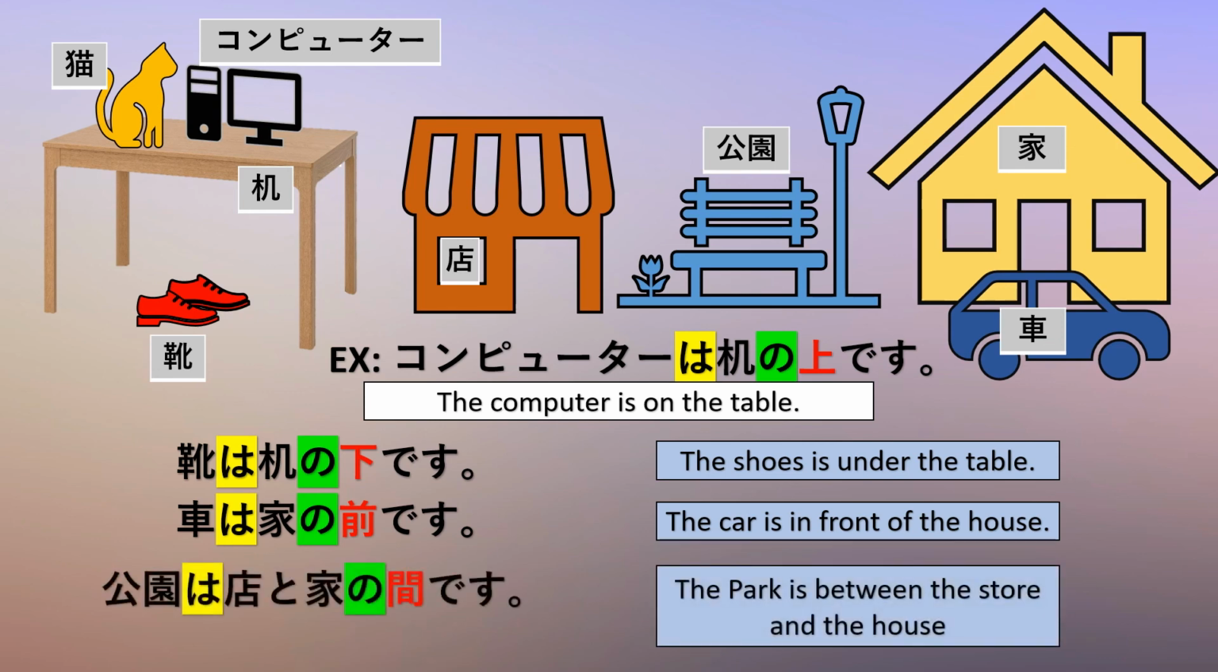Next is the last example I have. Koen wa mise to ie no aida desu. The park is between the house and the store, or the park is between the store and the house. Koen wa mise to ie no aida desu. So mise is the word for the store. Mise is the brown one there.